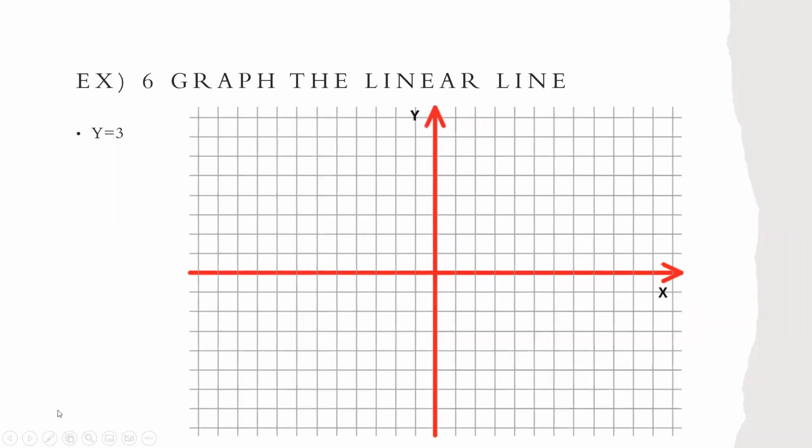Example 6, graph the line y equals 3. So it's y equals a constant. So you really can't do a rise over run or finding the x and y intercept. It's y equals a constant. So you know that's a big clue. It's going to be horizontal. Okay, so it's on the y-axis. So y equals 3 would look like this. 1, 2, 3 on the y-axis and go completely horizontal.